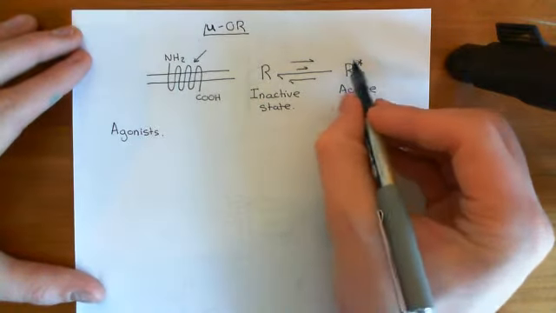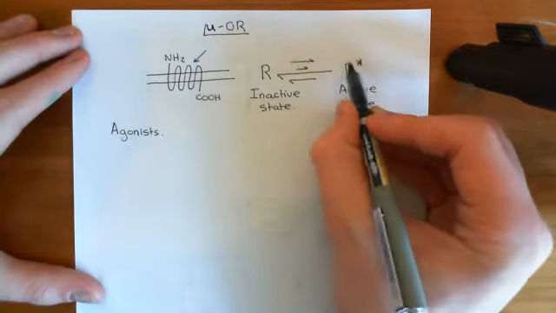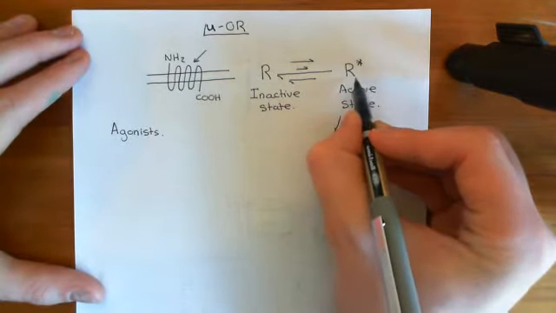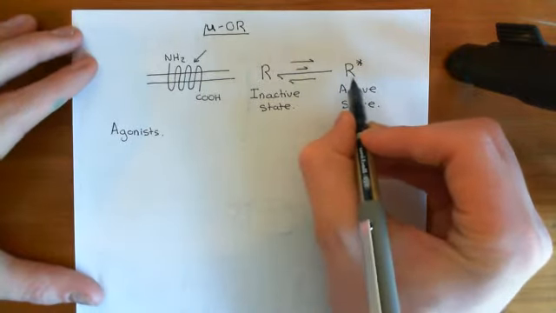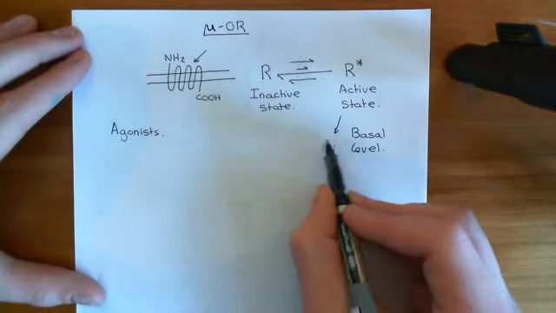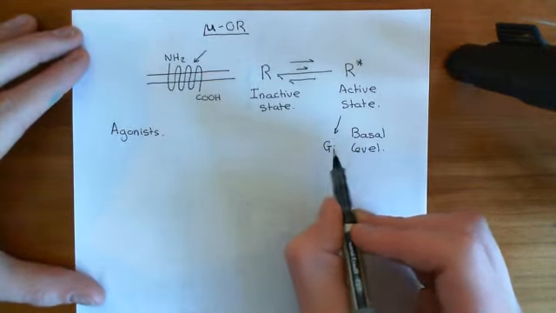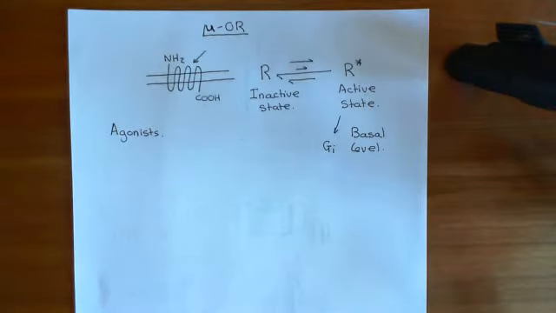Okay, so this is going to shift the equilibrium so that the fraction of receptors that are in this active state compared to the inactive state is going to be much greater. And then the amount of downstream pathway that they will activate is going to be greater. Now, of course, you will realize from this that there are different levels of agonists.